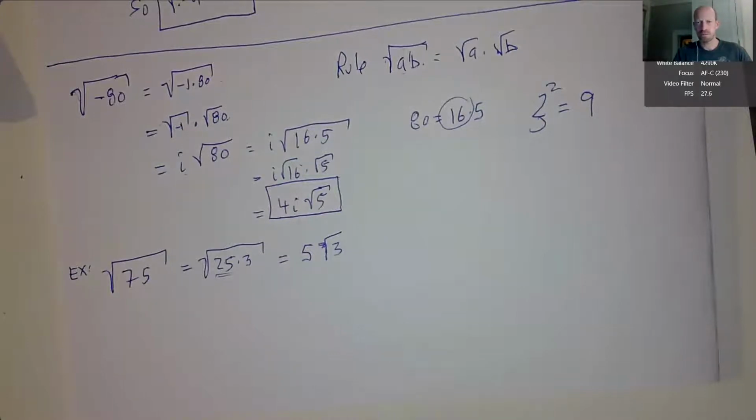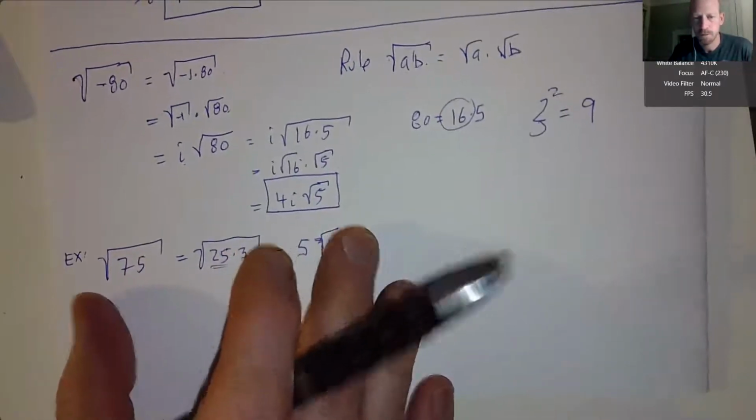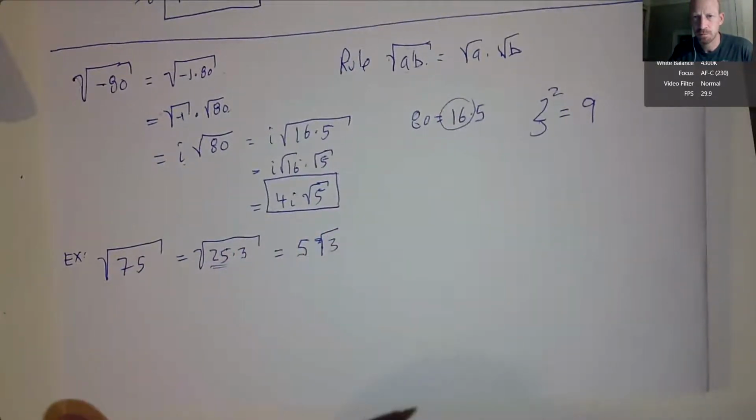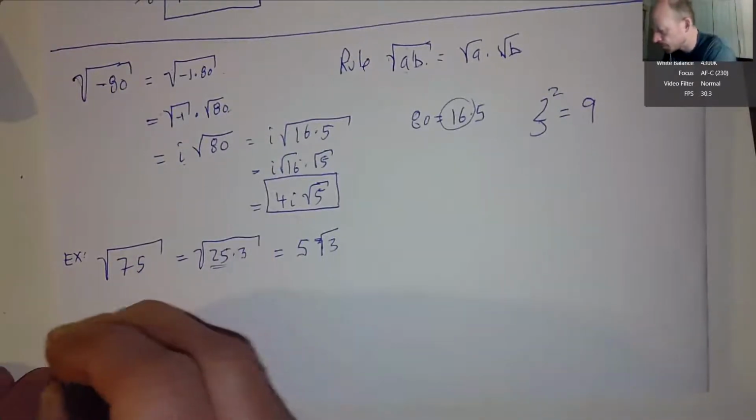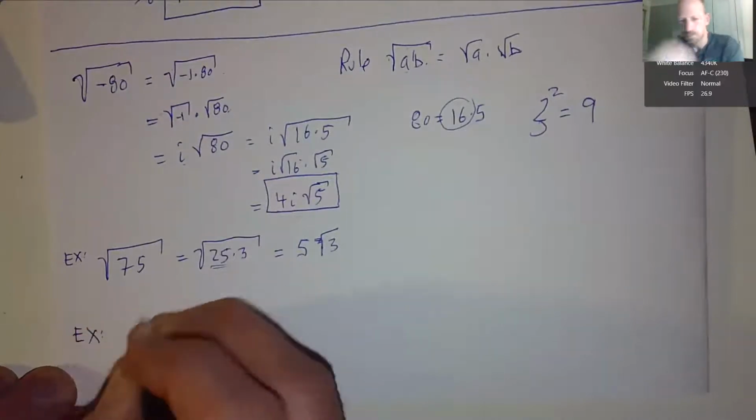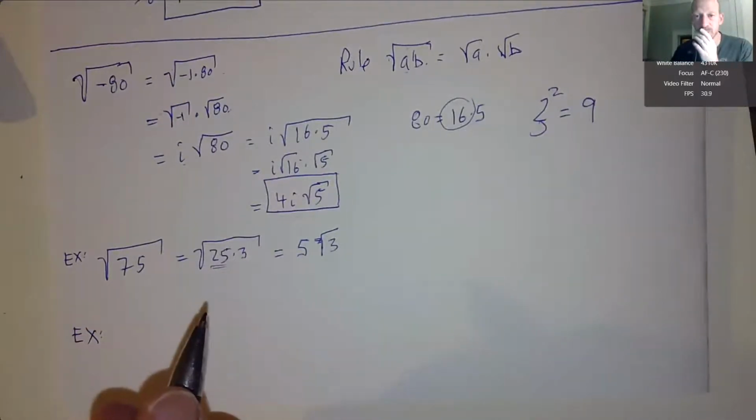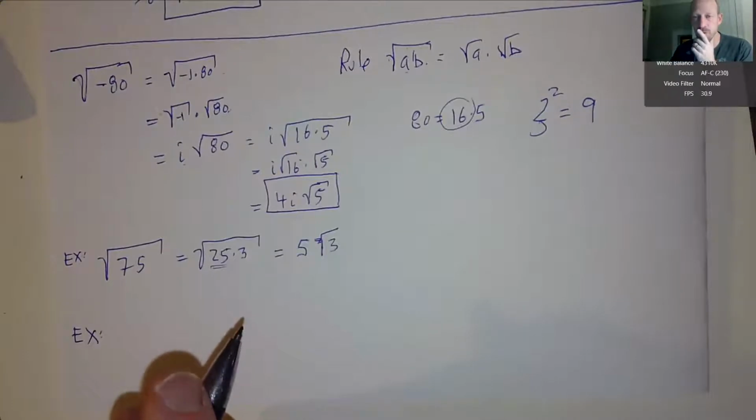1.6, maybe, I can't remember exactly, but it's a number. So this is 5 times that number. This is just a simpler way of writing the square root of 75. Any questions on these? Let me do one more, or 1 or 2 more.